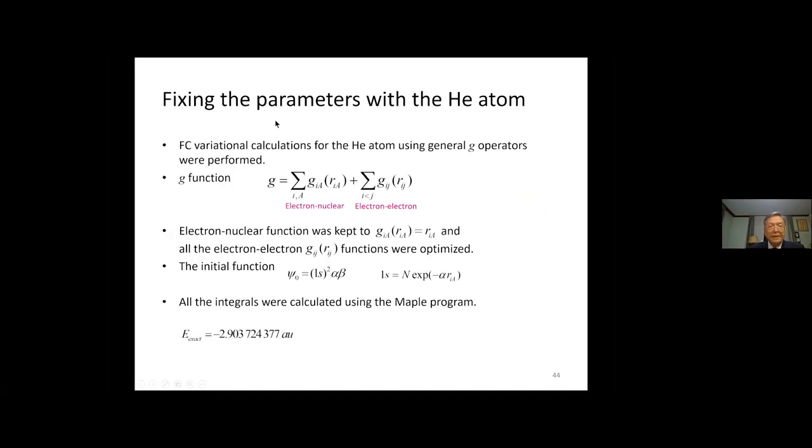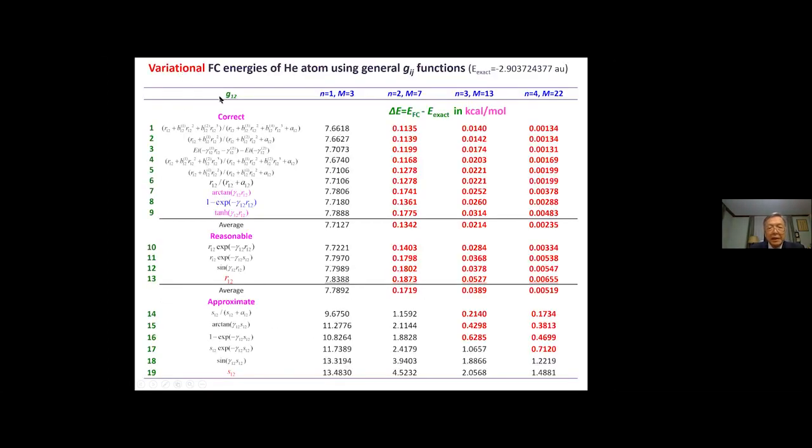And we fixed the parameters in the Gij functions using the helium atom. All the integrals were calculated using the Maple program. That can be done very easily for the helium atom. And the initial function was closed shell, like this. And this is the variational result. You see the correct, approximate, reasonable and approximate. And this one is the most important anyway.